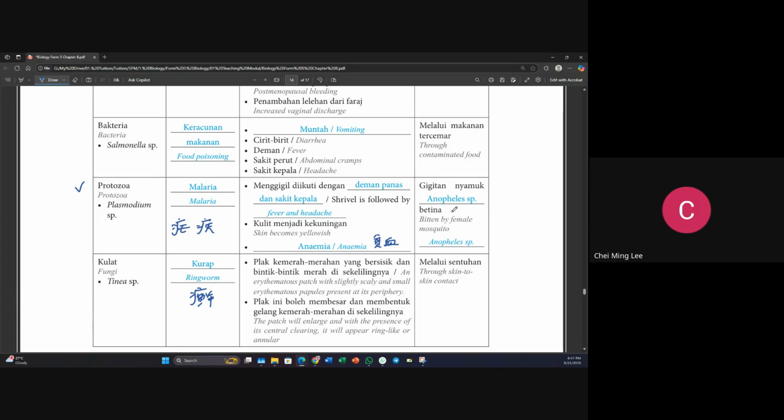Normally it is due to being bitten by the female Anopheles mosquito. Nowadays it's no longer a very dangerous disease, because many people are now vaccinated.